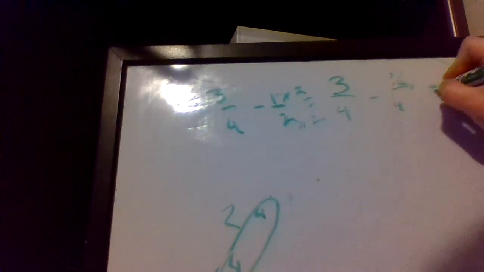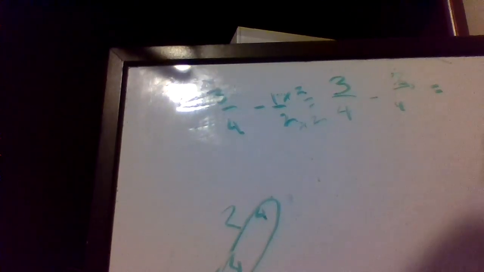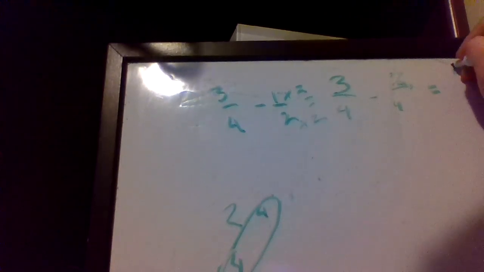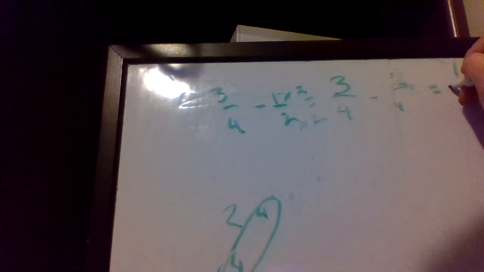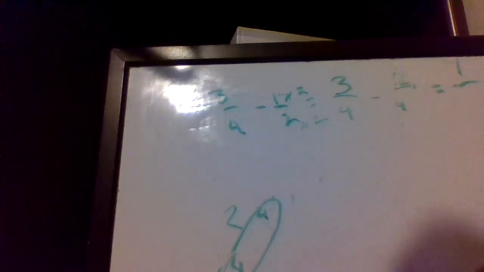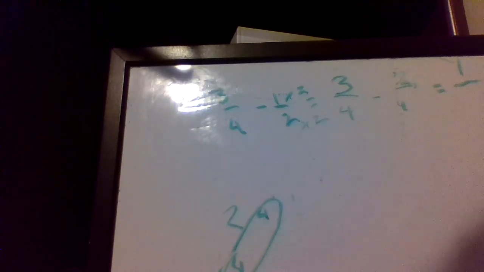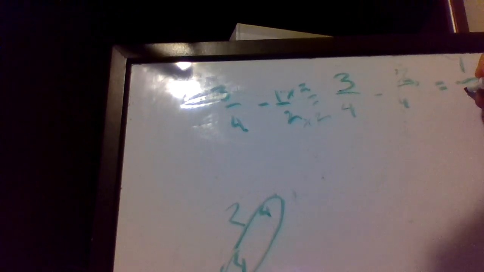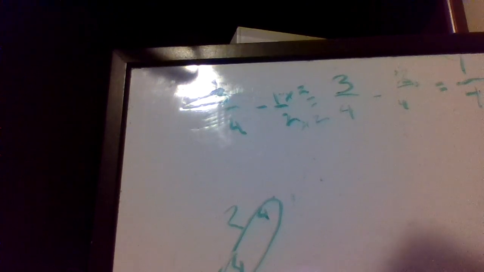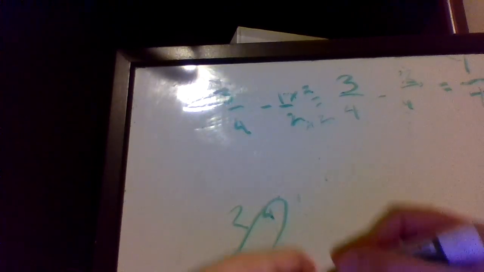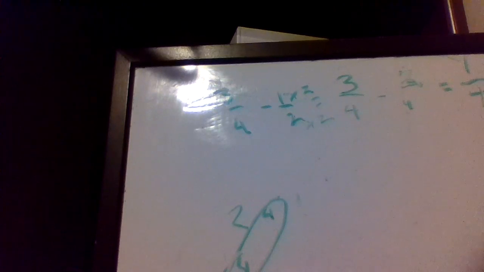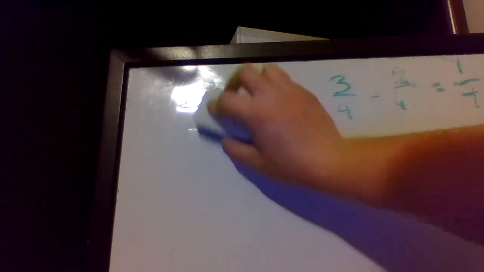Alright. So now we're just going to subtract the top numbers. 3 minus 2 is 1. And what are we going to do to the bottom? We're just going to bring it on over. We're just going to bring the 4 over. We're not going to do anything to it. We're just going to bring it over. Alright, so that was the basics of adding and subtracting fractions with unlike denominators.